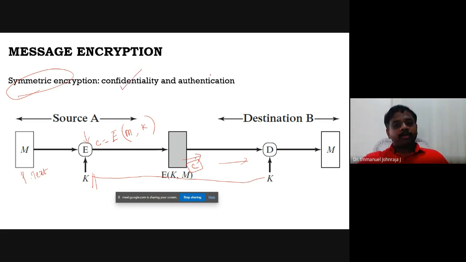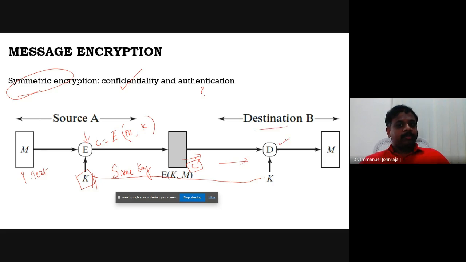But what about authentication? How does it support authentication? Yes, this is something important for us to recall, though we know it already. Now you have got something called a key. The key is used for encryption, and the same key is used by the destination to decrypt.